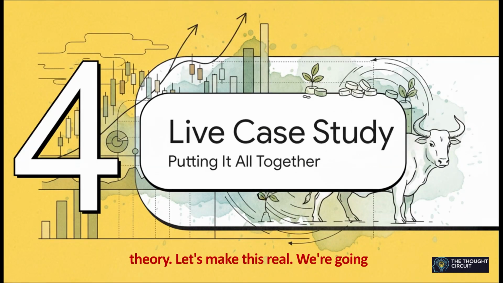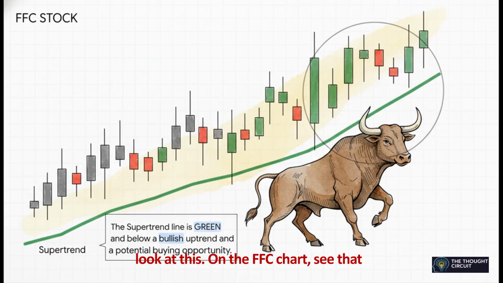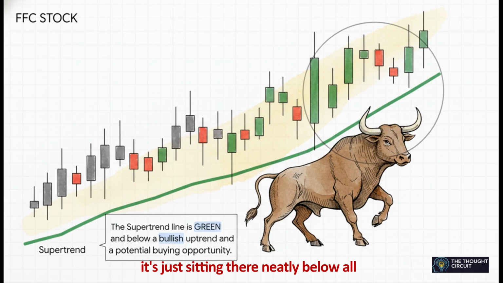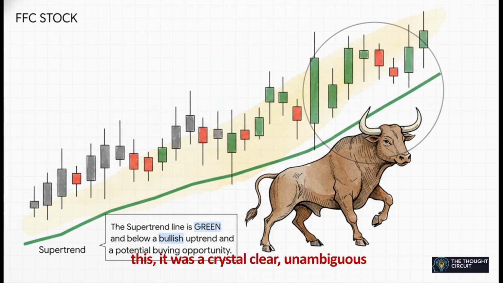All right, enough theory. Let's make this real. We're going to pull up a chart of Fauji Fertilizer, or FFC, from the Pakistan Stock Exchange, and we're going to see how all of this actually works in the wild. Okay, take a look at this period on the FFC chart. See that? The Supertrend line is a solid green, and it's just sitting there neatly below all the price action. For anyone looking at this, it was a crystal clear, unambiguous signal that the stock was in a healthy uptrend. The market was basically shouting, hey, the buyers are in charge here.